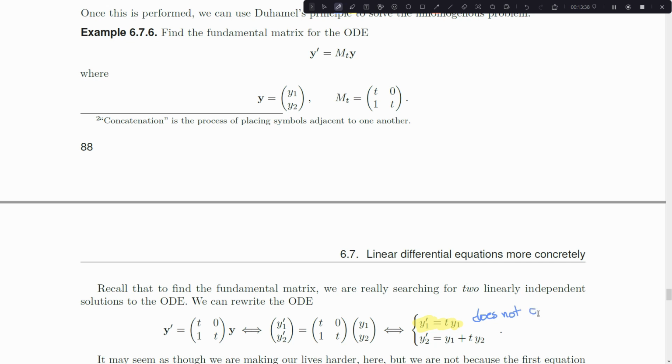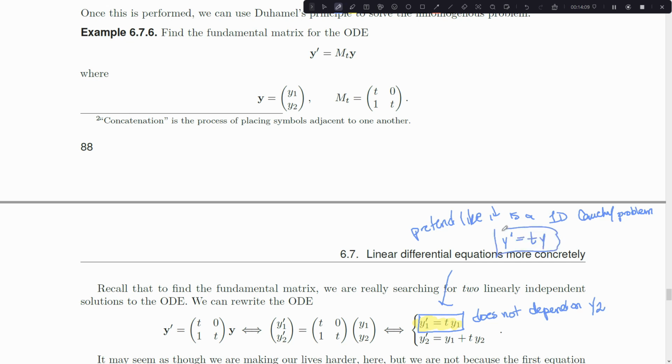Does not depend on y2. And since it doesn't depend on y2, let's pretend like it's its own equation. Pretend like it is a one-dimensional Cauchy problem, namely, the Cauchy problem y prime equals ty.